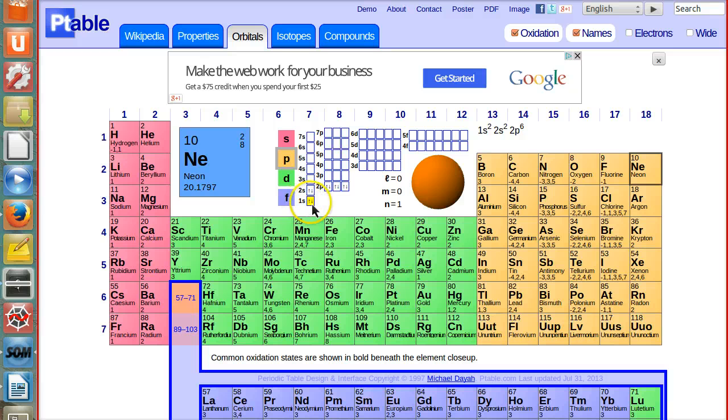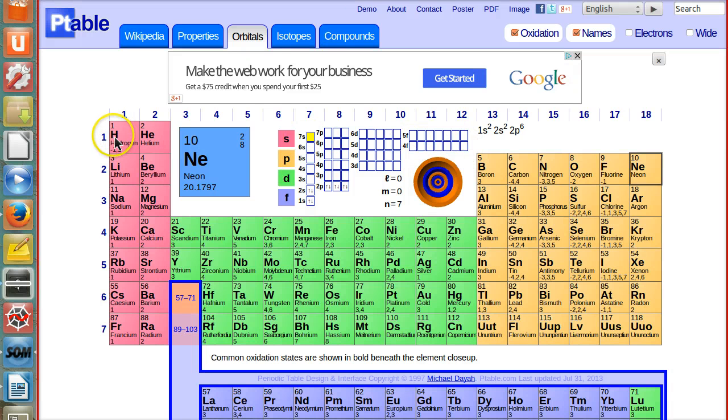That means an S sublevel can always hold 2 electrons. A P sublevel can always hold 6. That is because each orbital can hold a maximum of 2 electrons. And the D sublevel can hold 10. And an F can hold 14.